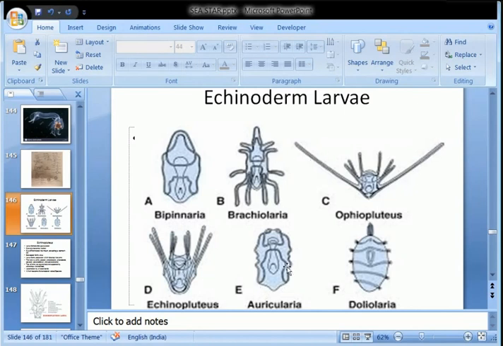And then we have auricularia larva, which somewhat is similar to this bipinnaria larva. Here you see auricularia, and then we have this doliolaria larva. This is of the Crinoidea class, and this is of the Holothuroidea, sea cucumbers. And the crinoids include sea lilies and feather stars, etc. So in different classes, we have different larval forms that we will be talking about in detail today.